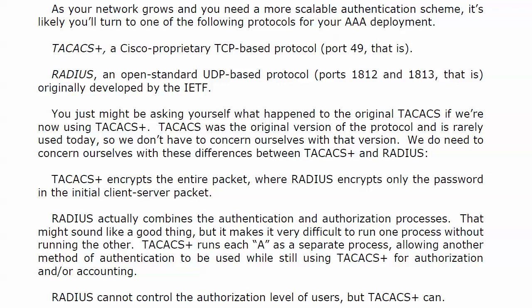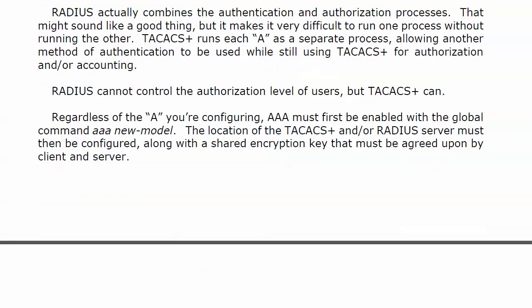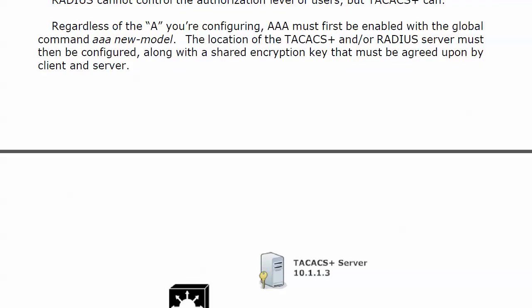Now, regardless of which of the A's you're working with, and you're going to hear this a couple times, AAA must first be enabled with the global command aaa new-model. What we're going to do then is declare the location of the TACACS+ server and/or RADIUS server. We can use both, along with a shared encryption key.